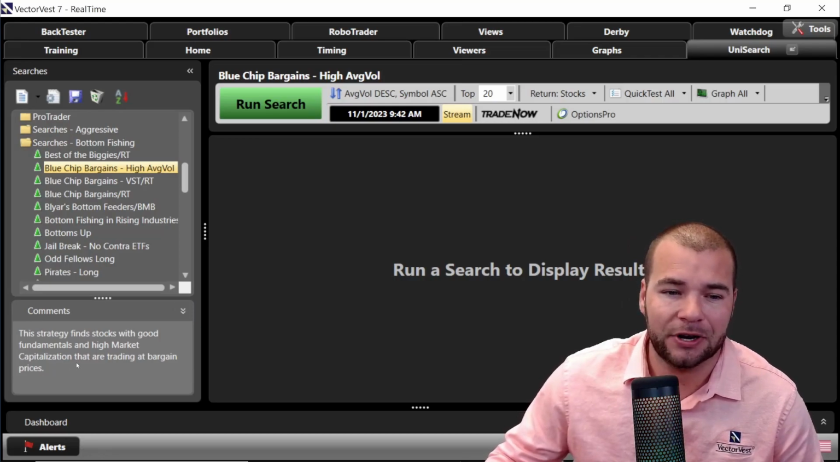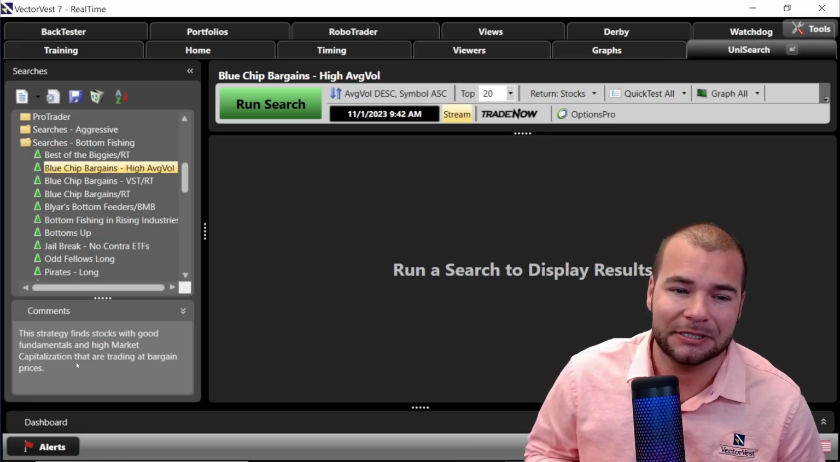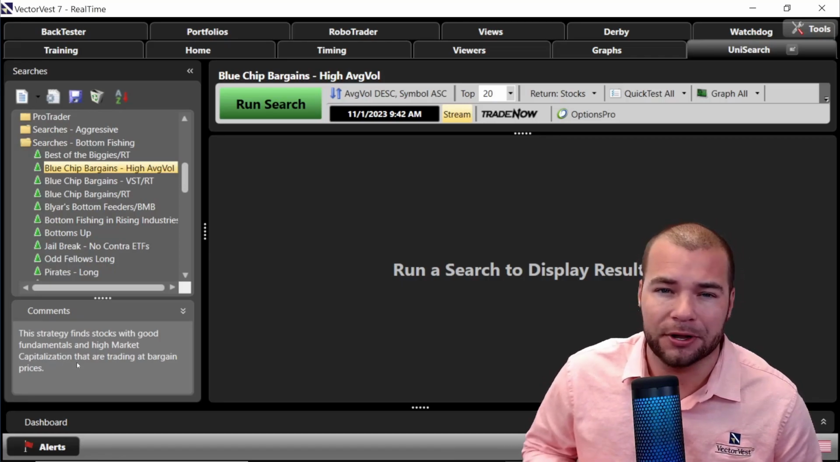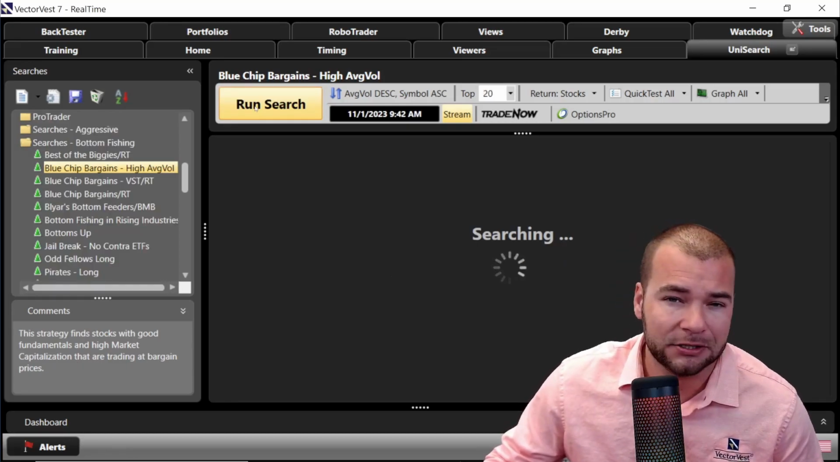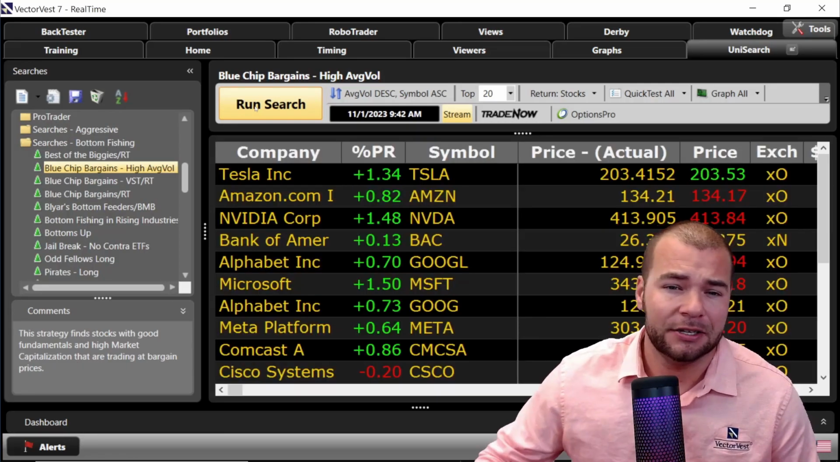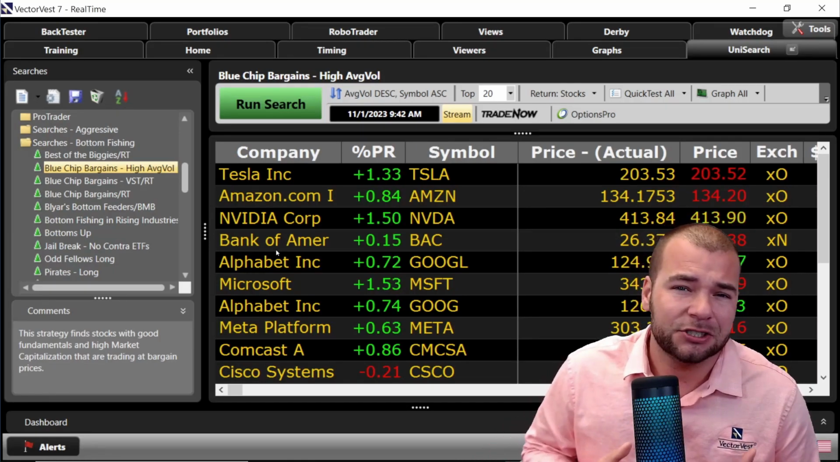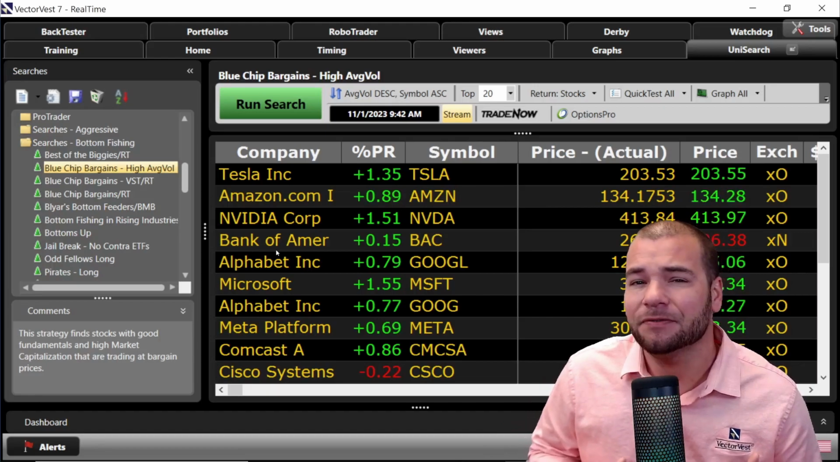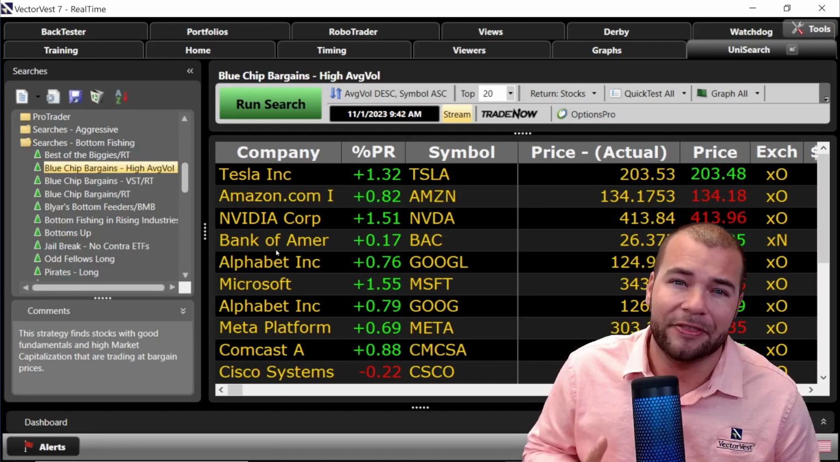So we take a look here. This strategy finds stocks with good fundamentals and high market capitalization that are trading at bargain prices. So simply, if I run the search here, I will find great stocks that we're probably very familiar with. You see here, we got Tesla, Amazon, Nvidia, Bank of America, but these are stocks that have been beaten down in price.